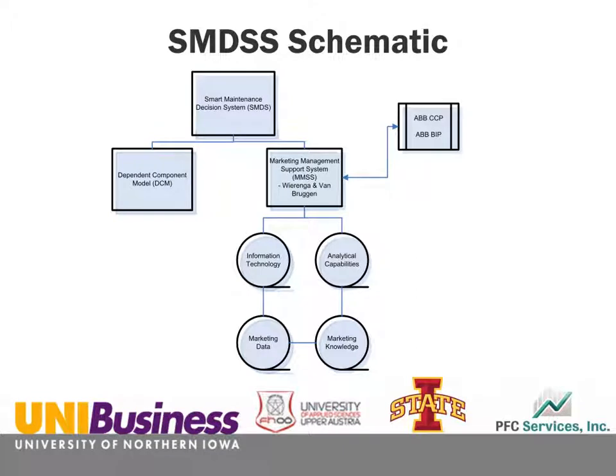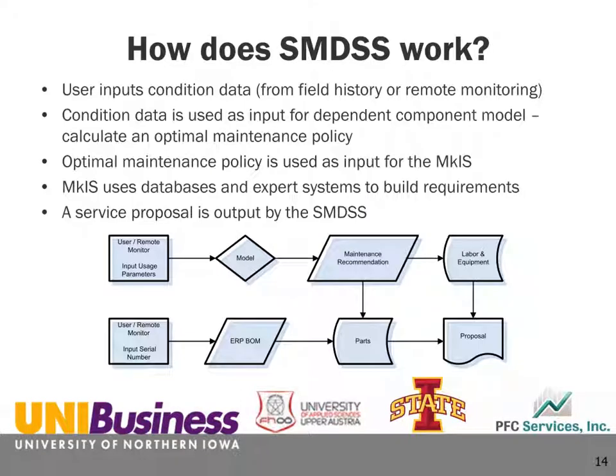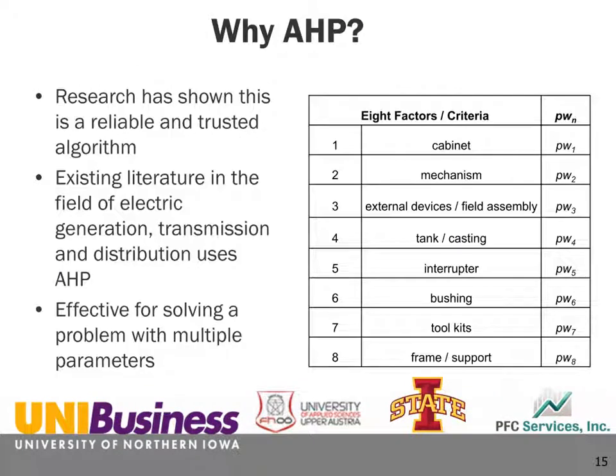This diagram shows the architecture structure of the different component systems within the SMDSS architecture. Here we have a flowchart showing all of the user inputs leading into the output or deliverable being an end proposal for maintenance work based on the various system criteria and current condition states of the assets.